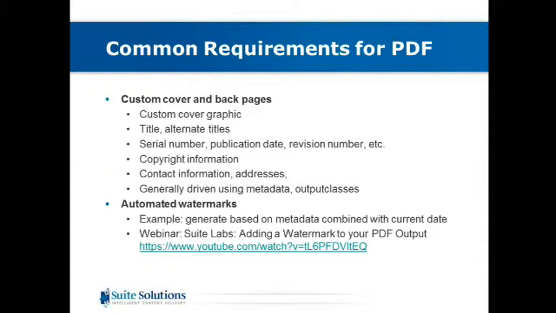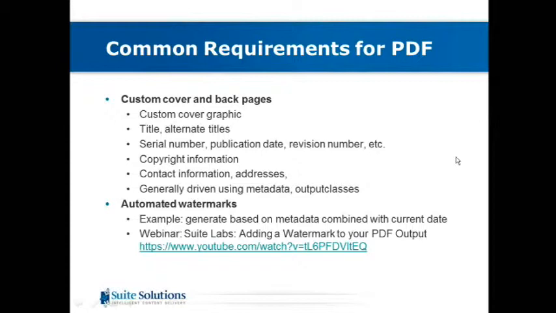You might have titles and alt titles, where you have a subtitle underneath, or you might have separate titles. You're going to have things like your serial number, publication date, revision number, part numbers, different information like that that you need to include on a PDF. Any copyright information, any legal notices, those are things we would need to know ahead of time for the style sheet also. Contact information, addresses, a lot of companies have that listed in the PDFs also. And most of the time, those are done using metadata through what we call output classes.